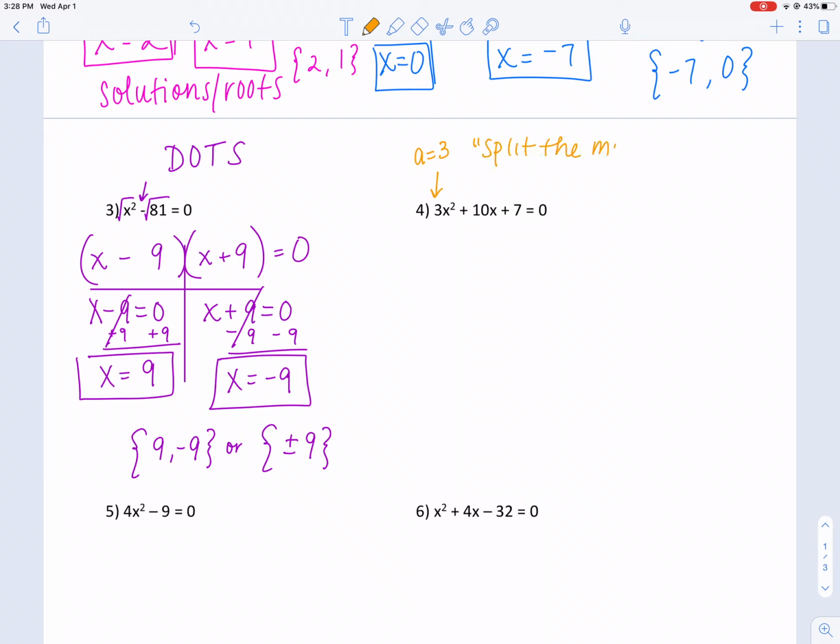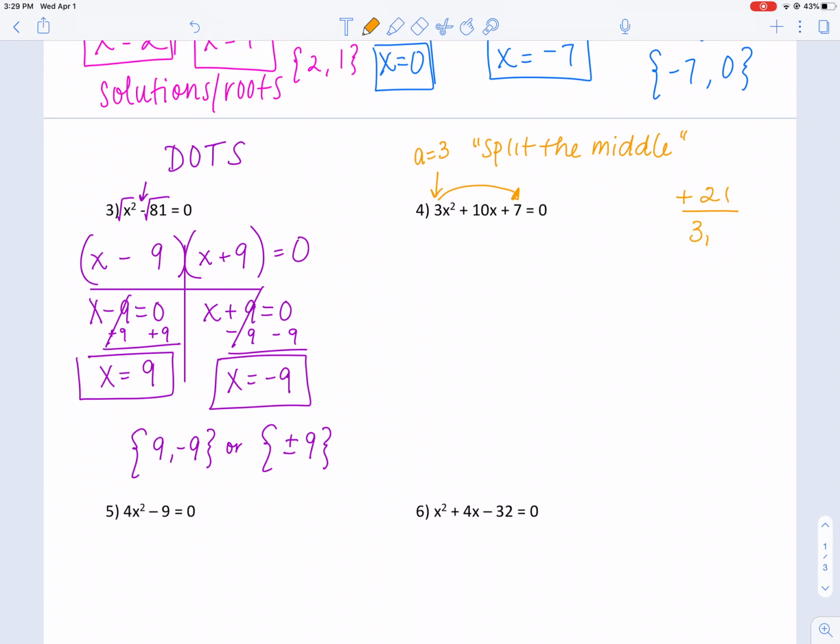This is that extra step that I know a lot of you are struggling with. You have to take 3 and multiply it by 7. Because if you just pulled 7 off to the side, you'd make yourself crazy listing numbers that multiply to 7. They would never add to 10. But what number should come off to the side? 21. What numbers multiply to 21 and add to 10?